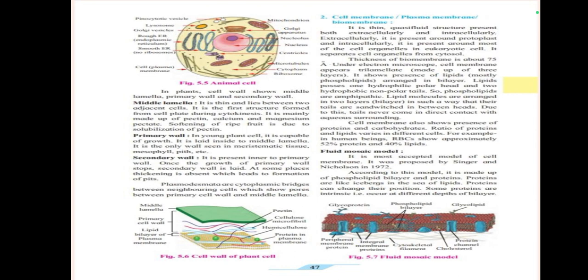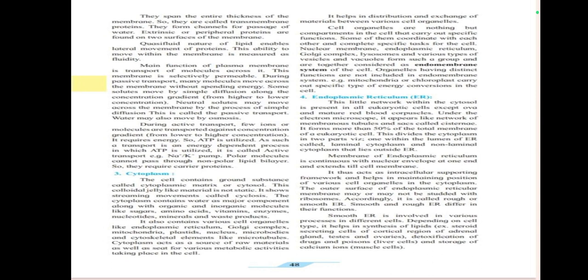Proteins are like icebergs in the sea of lipids. Proteins can change their position. Some proteins are intrinsic, that is, they occur at different depths of the bilayer. Figure 5.7, fluid mosaic model. Some span the entire thickness of the membrane, so they are called transmembrane proteins. They form channels for passage of water.